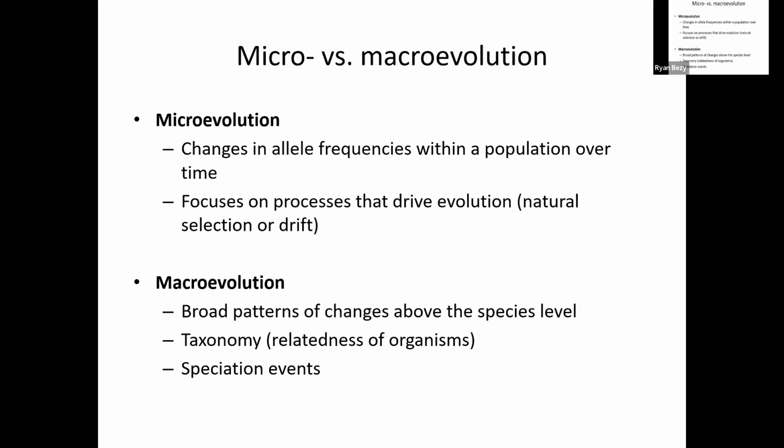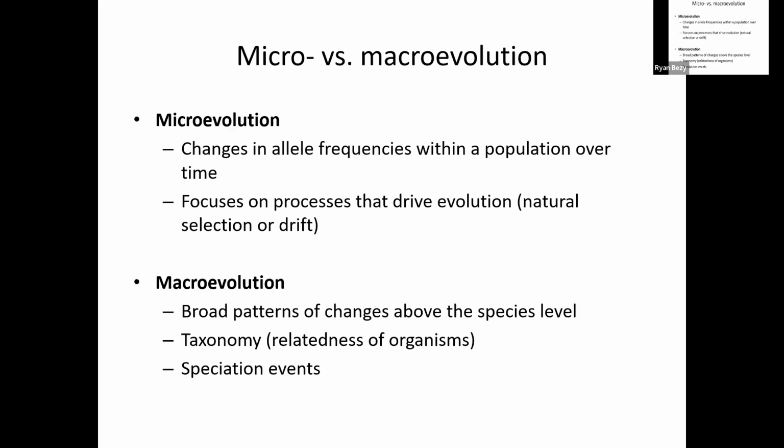Later in the class, we're going to start taking a look at more macro evolution. This is going to be broader patterns of change above the species or population level. This is like co-evolution of species, for instance, how one species can affect the evolution of another species. So we're looking at it beyond the population level, but it's also going to look at things like taxonomy, grouping organisms into how they're evolutionarily related to one another.